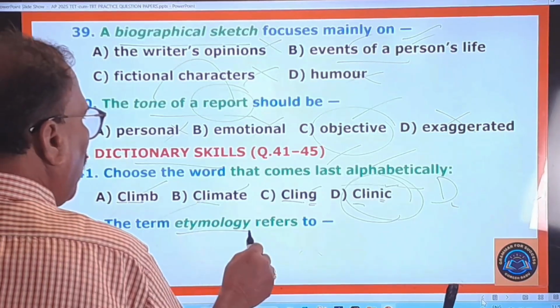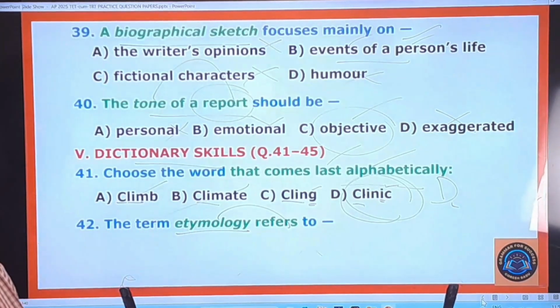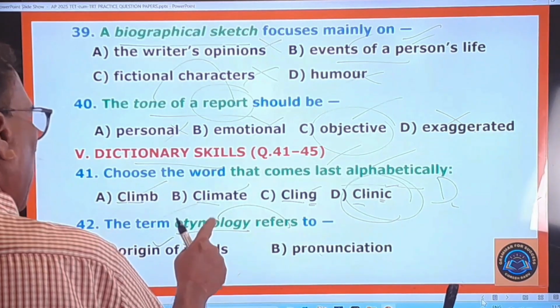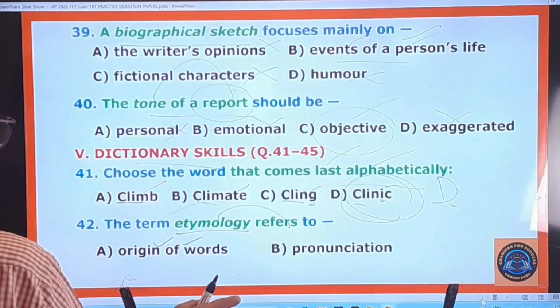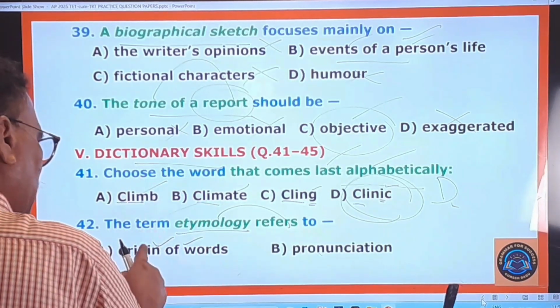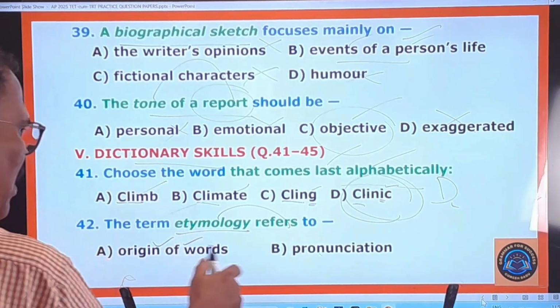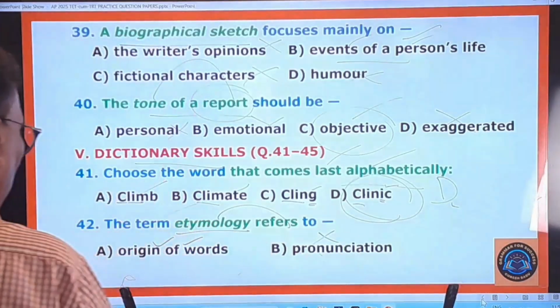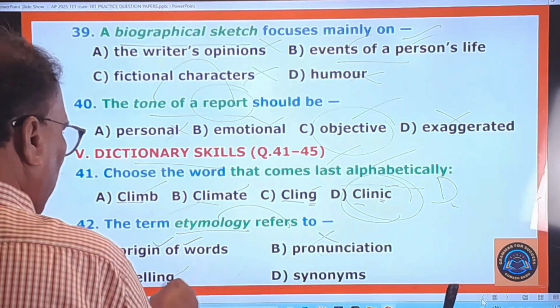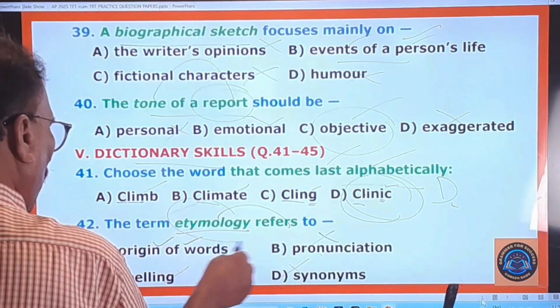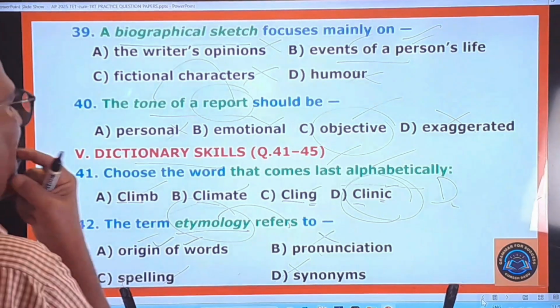The term etymology refers to, what is this etymology? This etymology refers to origin of words. This science deals with the origin of words and not pronunciation, and it also doesn't deal with the spelling or synonyms. So this etymology deals with the origin of words.